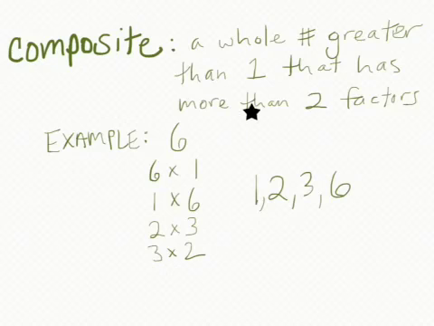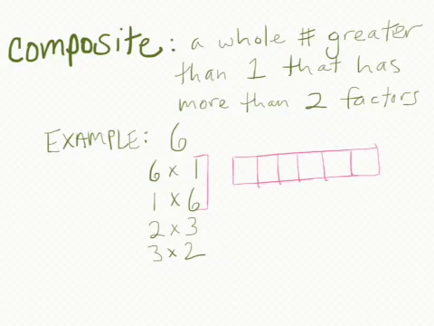And that means there are more than 2 factors. 6 has 1, 2, 3, 4 factors. So it is considered composite. That also means that it could be drawn with more than one type of rectangular array. Depending on if you drew it horizontally or vertically, showing the factors 1 and 6 would look something like this. Whereas you can build a completely different shape of rectangle using the factors 2 and 3. So that's the difference between prime and composite numbers.